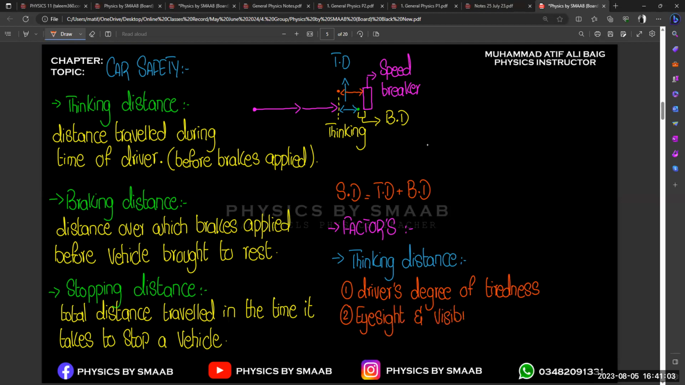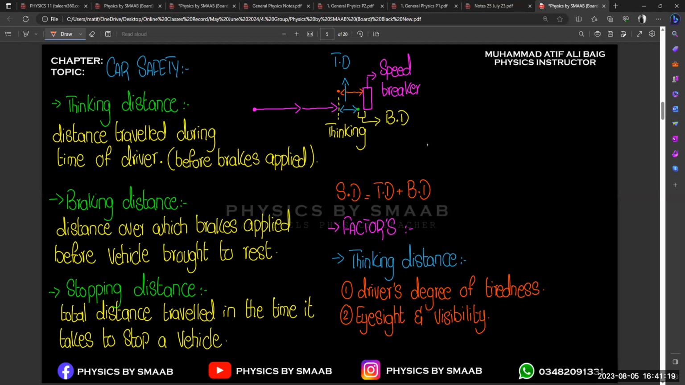Would the type of the car matter? Because if it's a big car, then it has to brake more before the speed breaker than a smaller car, right? No, actually, that's the braking distance.